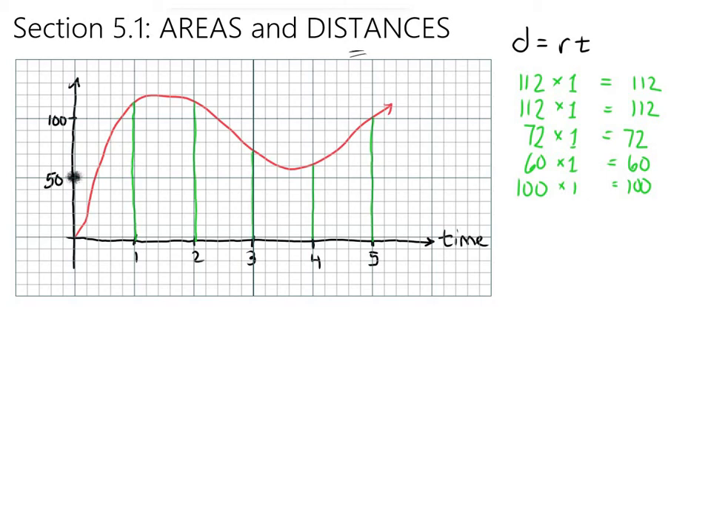So with this really rough estimate, we could add these up and just get a rough estimate of how far the car has gone. Let's see, that's going to be 224, 296, 356, 456. Hopefully I did that right. You can grab your calculator and find out if I made arithmetic errors, but that's a rough estimate. So there's a little bit about distances.